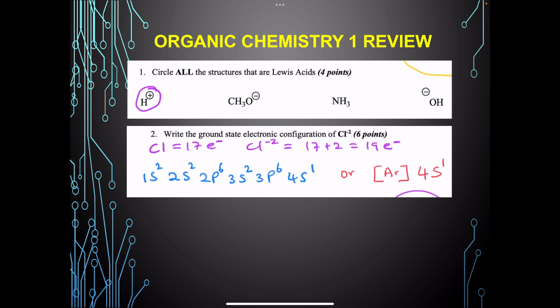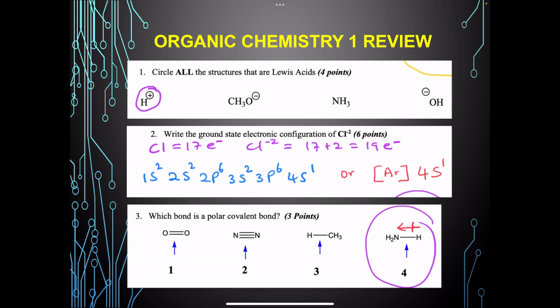The other way to write this electronic configuration is to use what we call inert gas core structure, where if you look at up to 3p6, actually that's the electron configuration of argon. So we write argon core structure, and then the remaining orbital is 4s1.